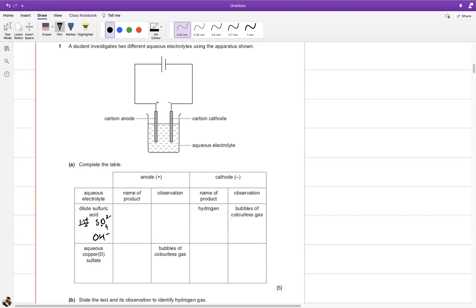For the negative ions, we have hydroxide and sulfate. And so we will only be able to get oxygen gas because of hydroxide ion. So we'll get oxygen. We just have to name it, and that's good enough. And the observation is that we'll see colorless bubbles, or bubbles of colorless gas. Okay, that's good enough.